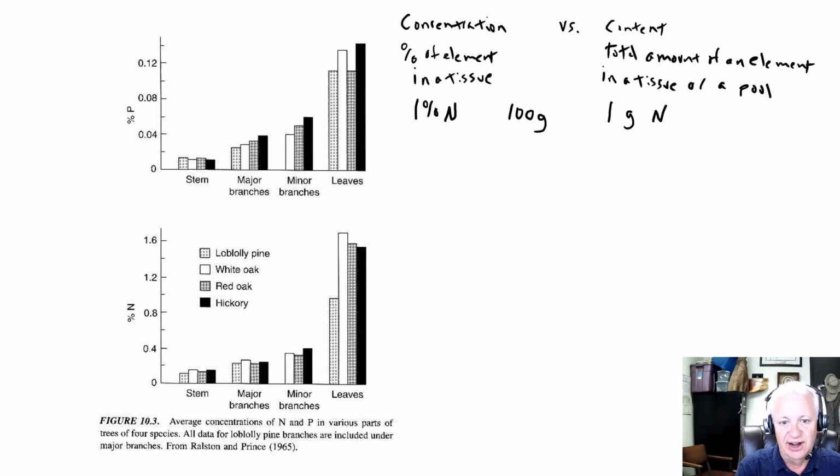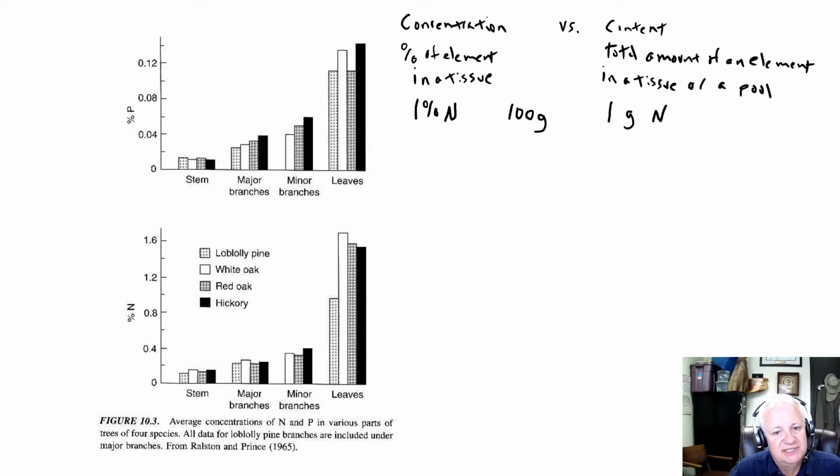That's also a gradient in the amount of living cells. There's lots of living cells in leaves. There's much fewer living cells in a chunk of stem, for instance. And it's those living cells that are physiologically active where most of those nutrients are. So that's a general trend. Leaves tend to have greater concentration than branches, than major branches, than stem. And bark tends to be intermediate between leaves and branches, for instance.